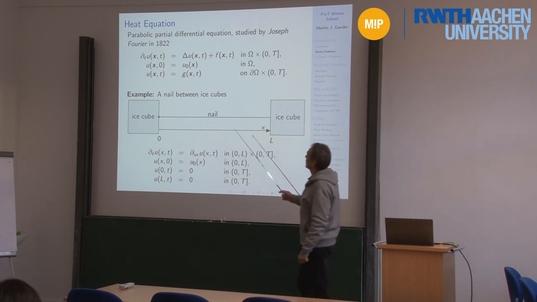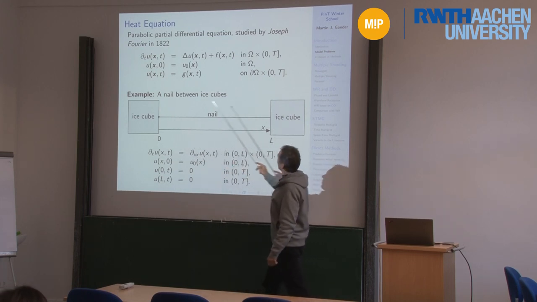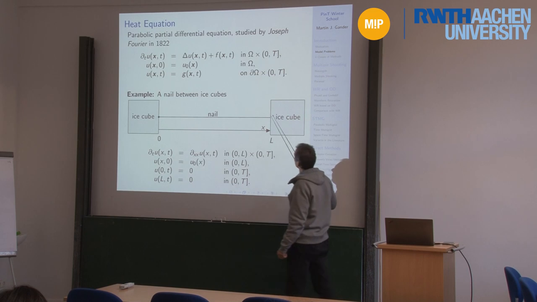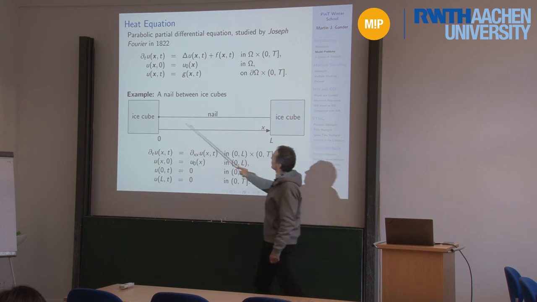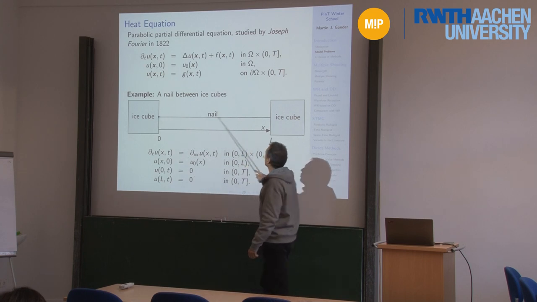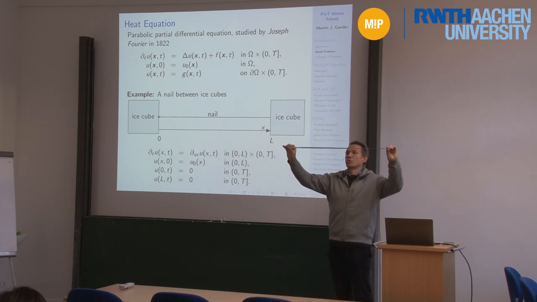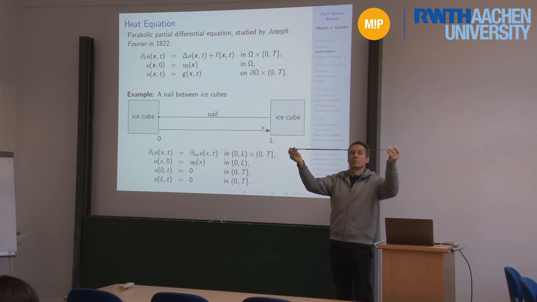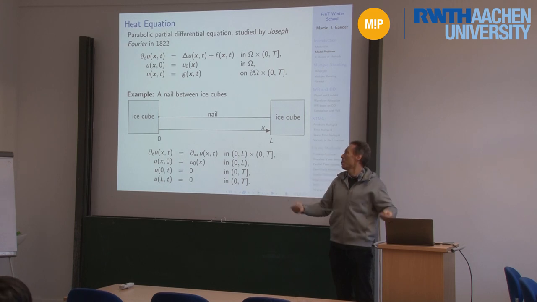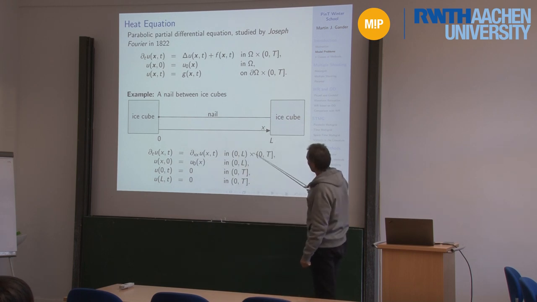And so the example we will use is an example where I have a nail in between two ice cubes. So the temperature of the nail at the boundary is 0 because it touches the ice cube. And in the middle, I can put some temperature. I will put 20 degrees because I assume we're in a room. And so the nail is at 20 degrees, and it's cooled to 0 on both ends. And I want to see what happens to this nail. How does it cool down? The domain here is from 0 to L. And I want to solve the problem in the domain 0 to L, 0 to T.